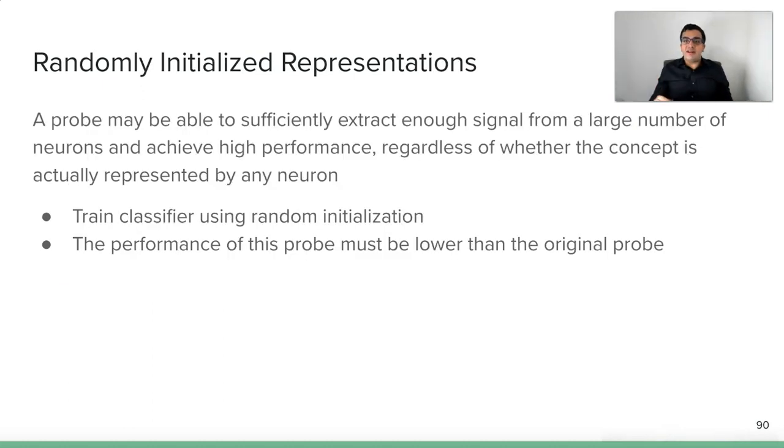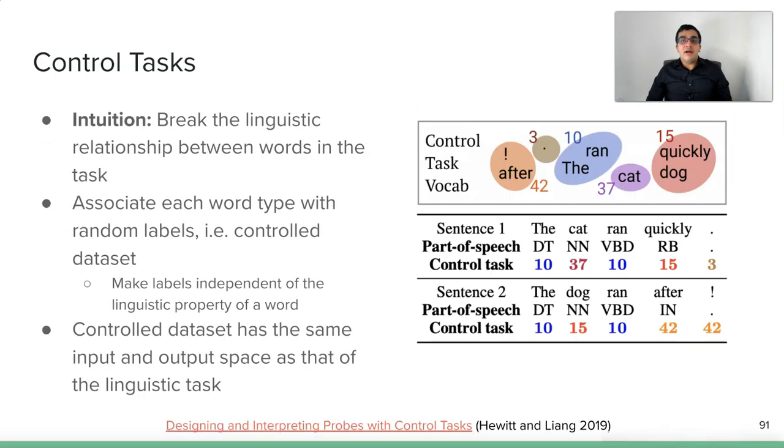So, let us start by looking at randomly initialized representations. Depending on the concepts being analyzed, a classifier may be able to extract enough signal from a large number of neurons and achieve high performance, regardless of whether the concept is actually represented by any neuron. This can especially be the case if the training data used to train the probe is small, or if the concept being analyzed is very simple. Training a probe with random representations as its input can help us detect this issue. If the random probe's performance is as high as the original probe, we cannot trust the original probe to extract a ranking.